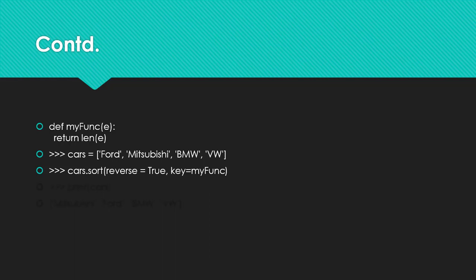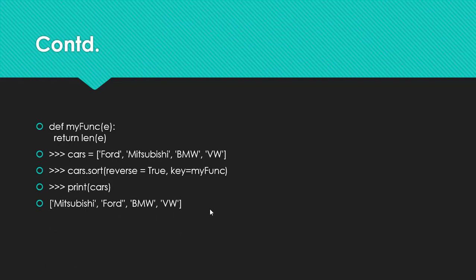Simply we have to pass the reverse is equal to true parameter to sort the list in reverse order. So then print cars and the list is now reversed. Mitsubishi, Ford, BMW and VW are now reversed.